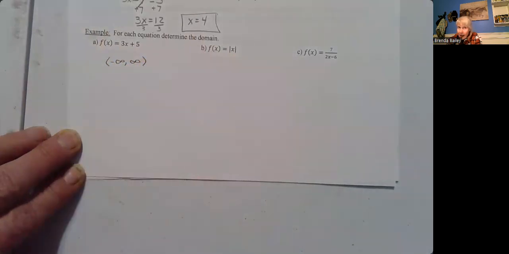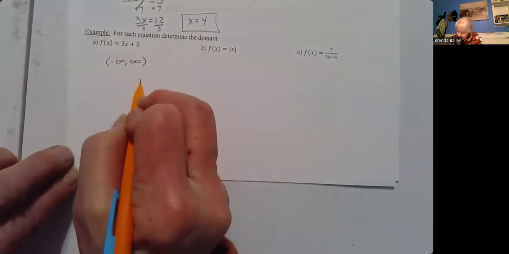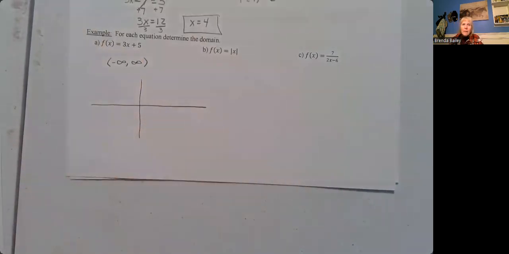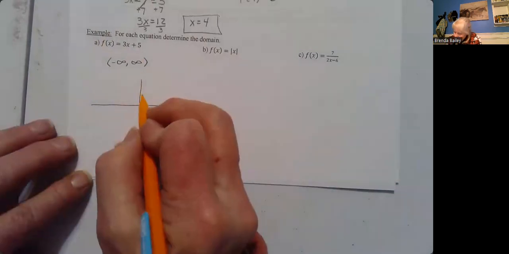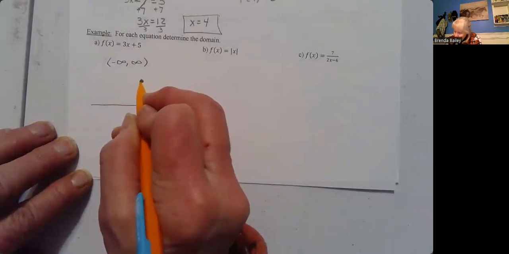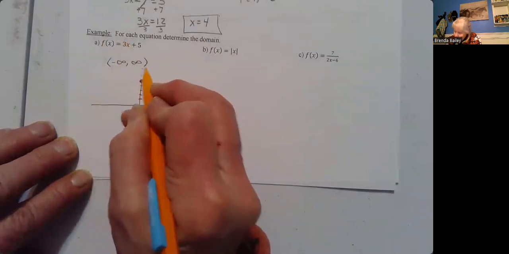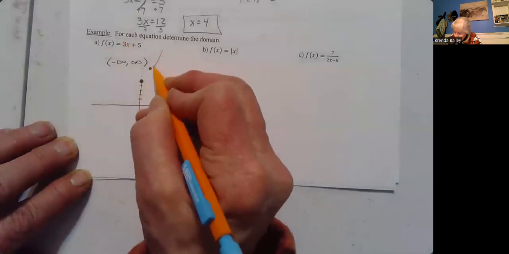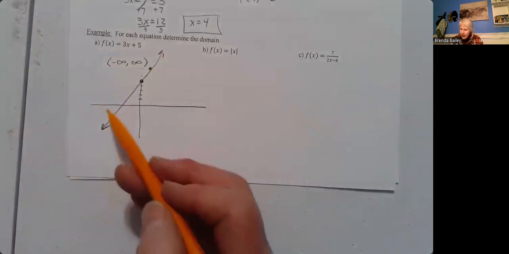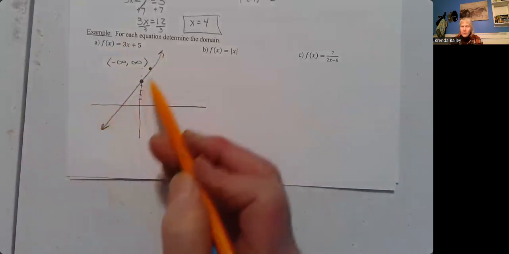If you were to graph that, it would be a straight line. You can always graph it and look at it if it's pretty easy to graph. You would go to 5, 1, 2, 3, 4, 5, up 3, and over 1. Here it's pretty easy to see that there's no breaks. The x's, negative infinity to infinity.